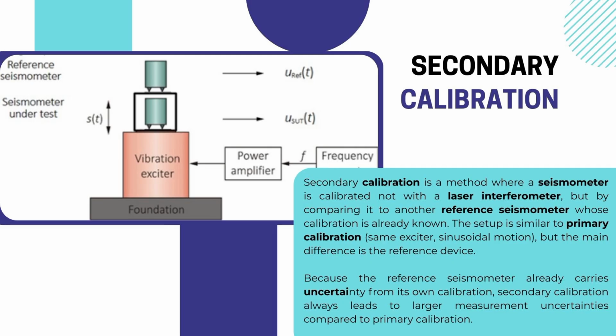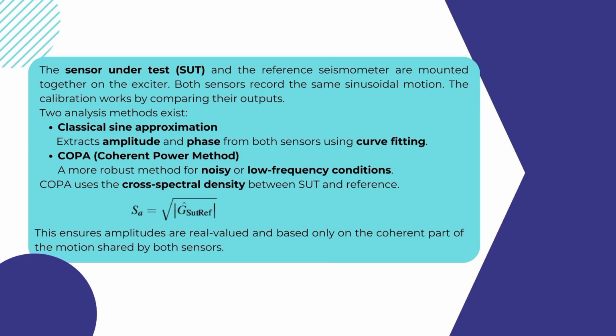As you can see on the screen, secondary calibration is a method where a seismometer is calibrated not with a laser interferometer, but by comparing it to another reference seismometer whose calibration is already known. The setup is similar to primary calibration, same exciter and sinusoidal motion, but the main difference is the reference device. Because the reference seismometer already carries uncertainty from its own calibration, secondary calibration always leads to larger measurement uncertainties compared to primary calibration. The sensor under test, or SUT, and the reference seismometer are mounted together on the exciter.